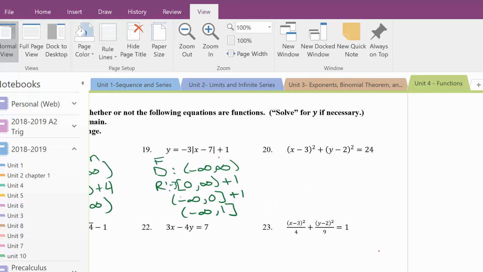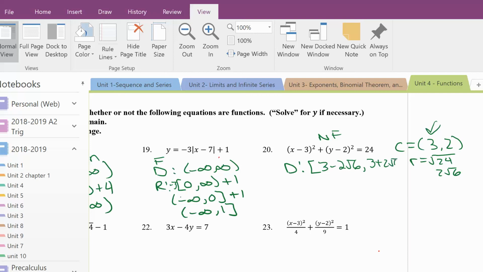Number 20 is a circle, so it's not a function, NF. The center of the circle is (3, 2). The radius is the square root of 24, which is 2 rad 6. So the domain of a circle, you look at the x-coordinate and you subtract and add the radius. So it's 3 minus 2 rad 6, 3 plus 2 rad 6. And the same thing for the range, except with the y-coordinate. You go 2 minus 2 rad 6, and 2 plus 2 rad 6.